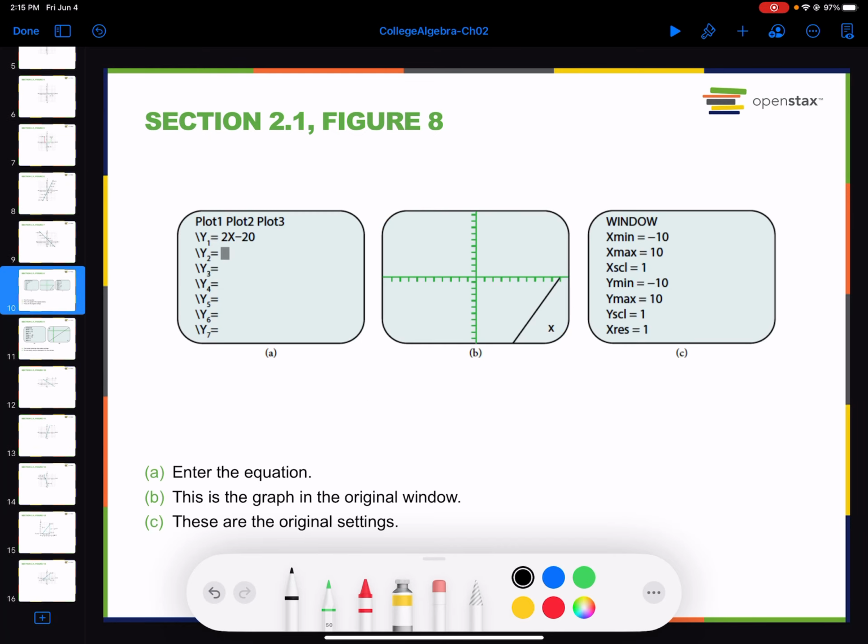I'm not going to go over much on the calculator graphing. You're welcome to explore that more, especially if you have future math classes that address this, but I'm not going to focus on it too much in this class.